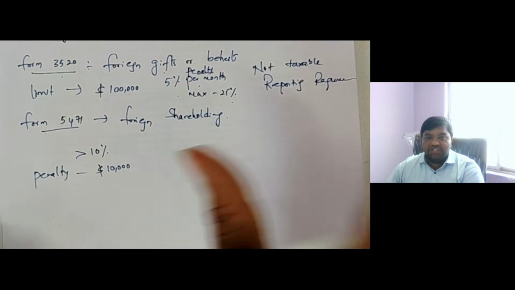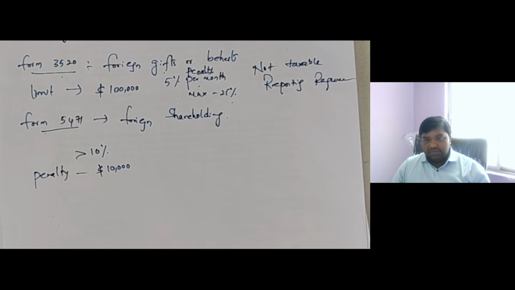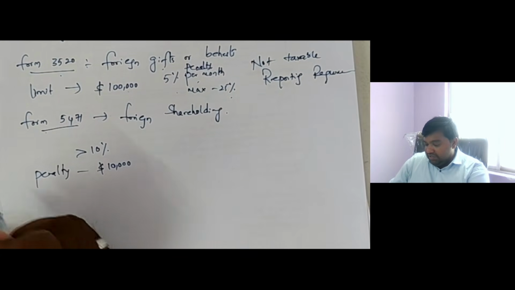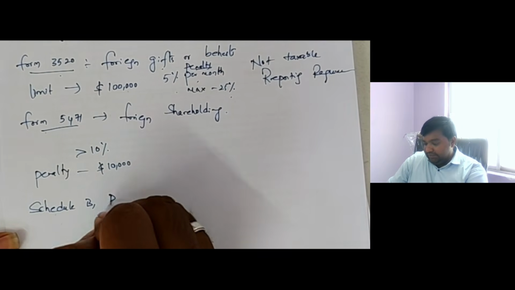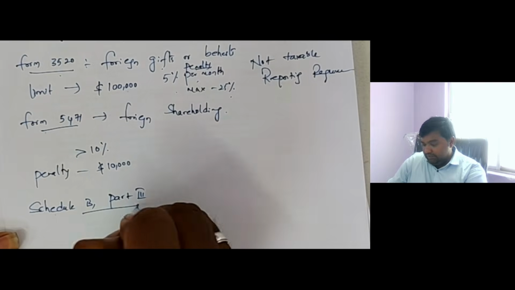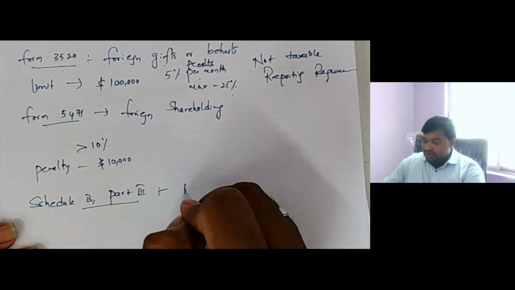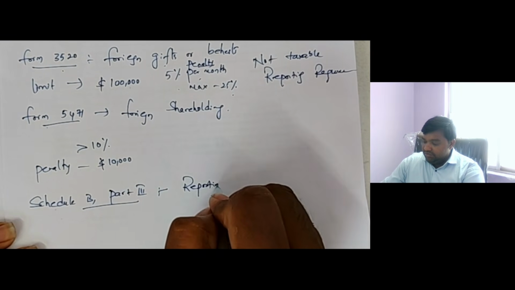Okay, clear? So this is all about your foreign financial reporting. There is one more last reporting which you have to do along with your form 1040, which is your individual income tax return. Schedule B, part 3. So here is the reporting of foreign accounts.